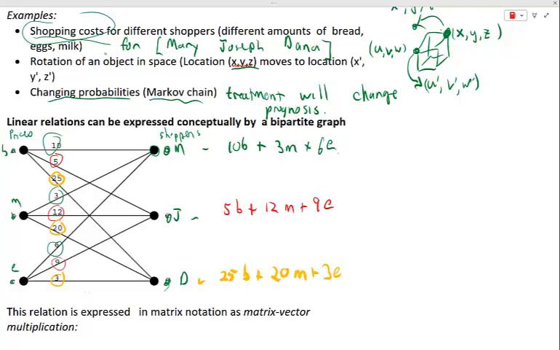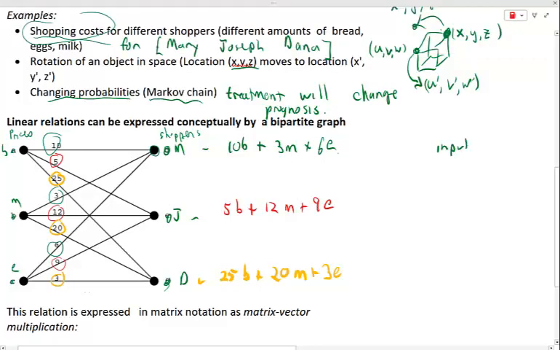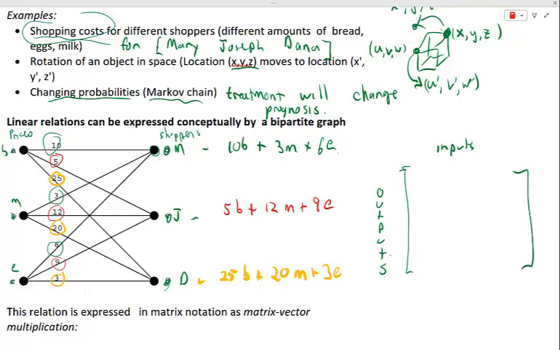Now, how do these numbers relate to a matrix? I said a matrix relates inputs to outputs. So I'm going to list the inputs on the top, and I'll list the outputs on the side. Now my inputs were bread, milk, and eggs. My outputs were Mary, Joseph, and Dana. Of course, this M here is not the same as this M here. I'm just using a shorthand to label the rows and the columns, right? So my inputs relate to the columns, my outputs relate to the rows.